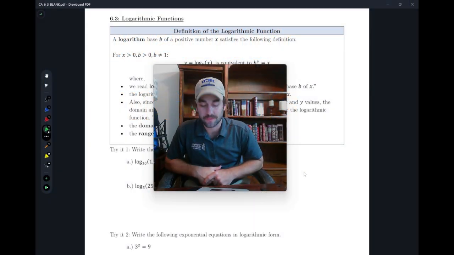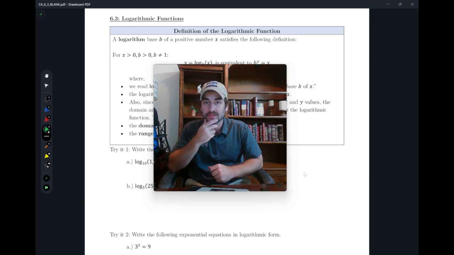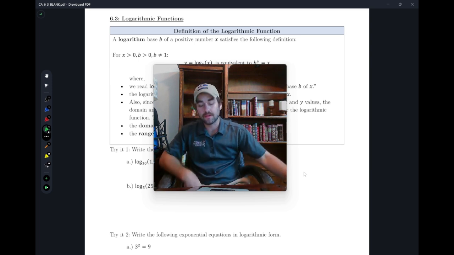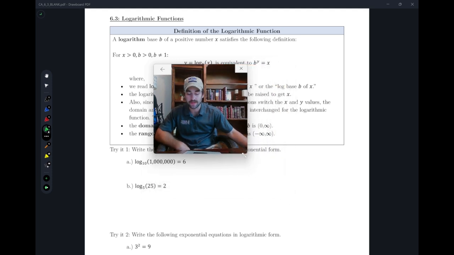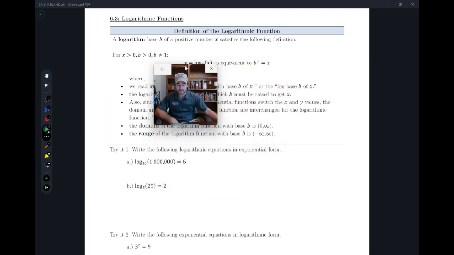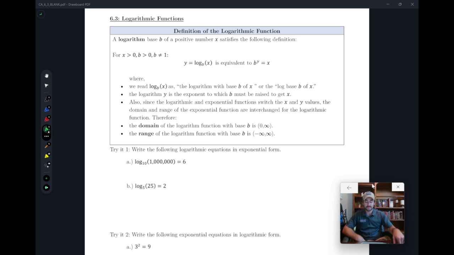Welcome back. Today we're going to be looking at logarithmic functions and solving and applying key features to the functions themselves. Tomorrow we'll be looking at graphing them, but I wanted to get started as quickly as possible so that we could get into some practical stuff.